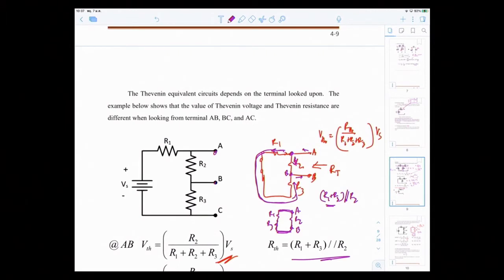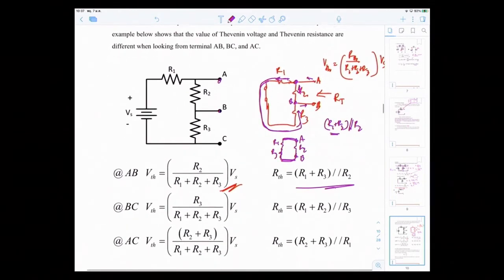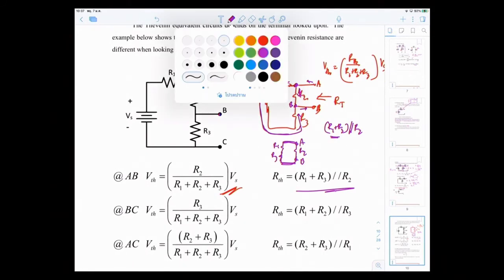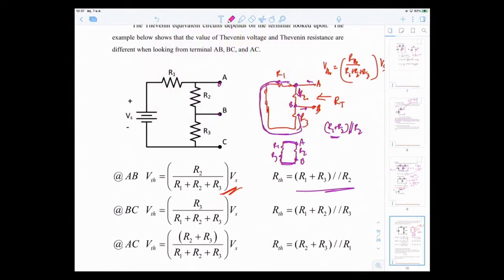So this is at terminal AB. Now the next one, terminal BC. You can try to do it yourself before looking: pause my lecture right here and try it. So from the BC point of view, the voltage across BC would be the voltage drop across R3. Using the voltage divider rule, it would be R3 over R total, which is R1 plus R2 plus R3, times Vs.